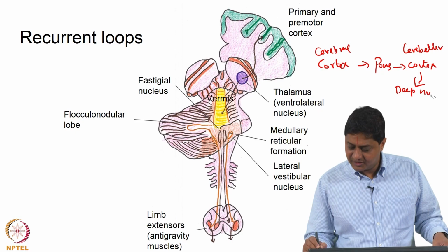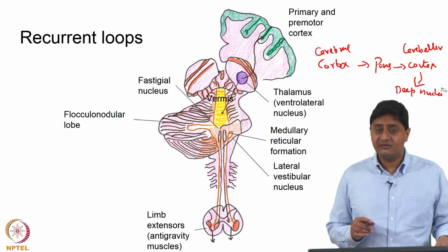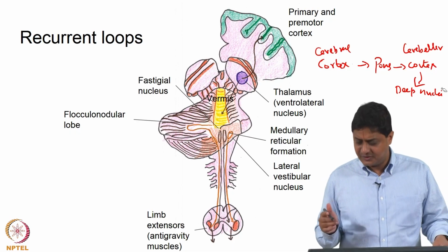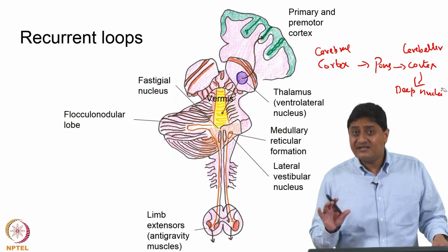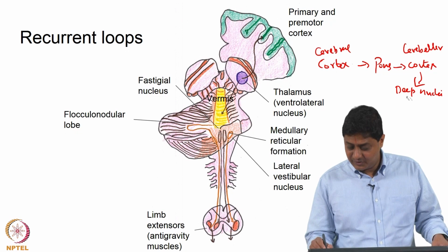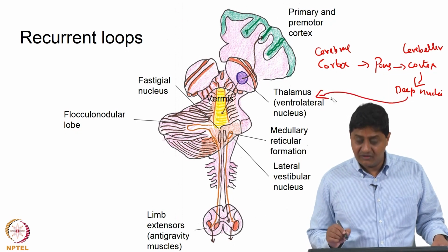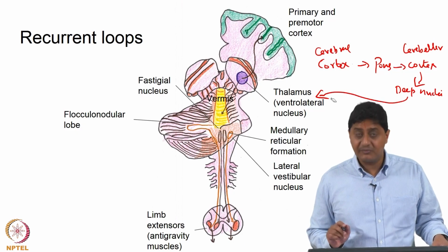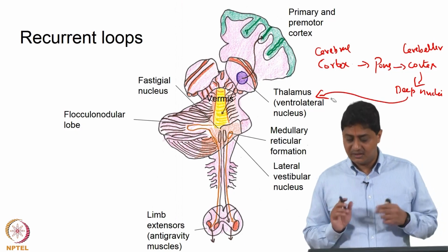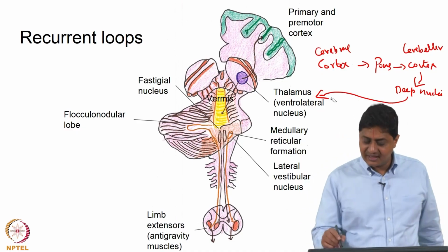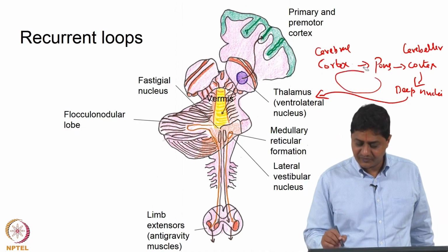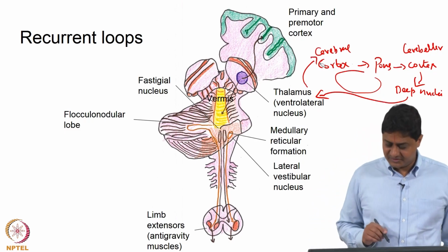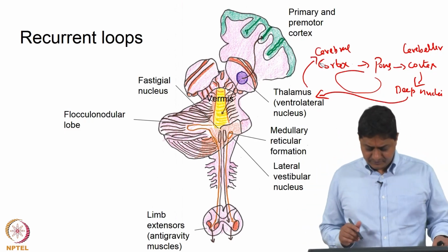What are the deep nuclei? We said that the deep nuclei are the dentate, interposed and fastigial nuclei. These nuclei are the major output structures of the cerebellum. Via the deep nuclei, they project to the ventrolateral thalamus, and from the thalamus to the primary and premotor cortex, thus controlling movement. So, that completes one loop, from the cerebral cortex back to the motor cortex. So, that is one loop.